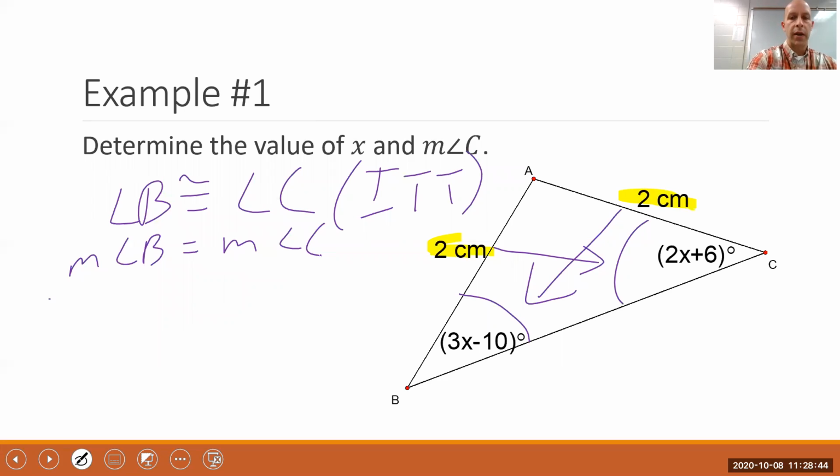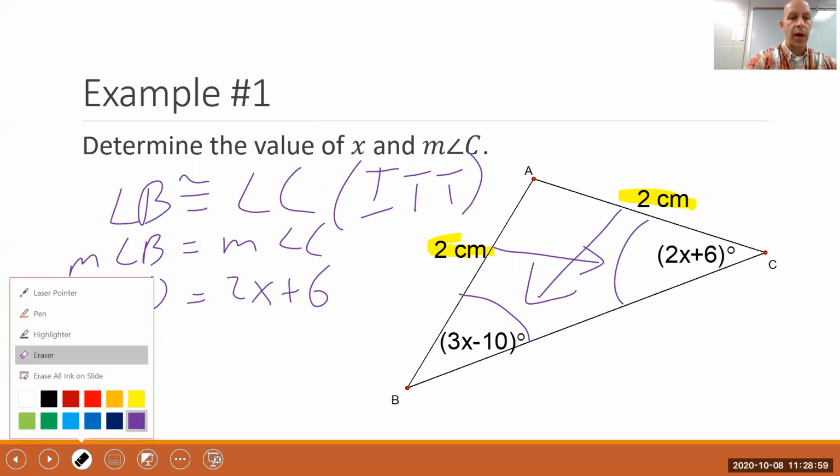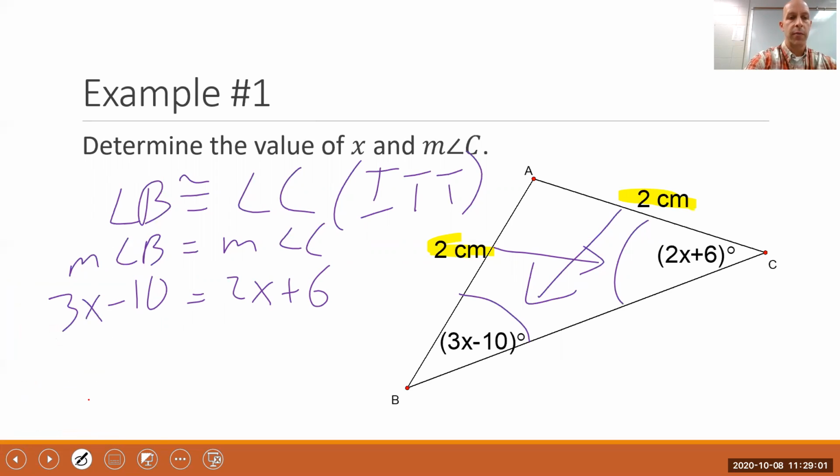Then we can substitute: 3x minus 10 equals 2x plus 8. If I subtract 2x on both sides, I get x. If I add 10 to the other side, I get 16. So I've already got x is equal to 16.